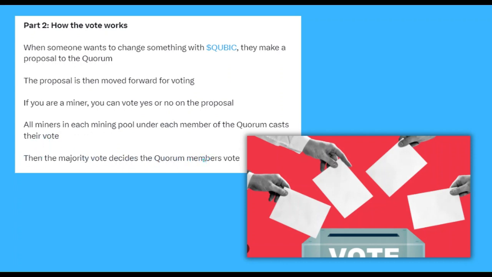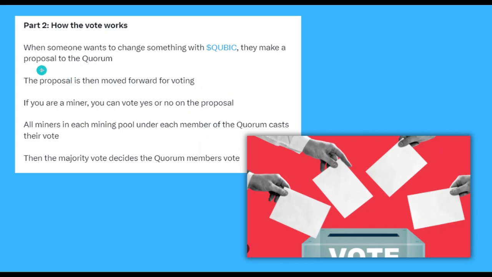So say there's you and two other people in one mining pool, so there's only three of you in a mining pool. Two of you vote yes, one of you votes no, then that quorum is going to vote yes. That's going to be the quorum member's vote. So it'd be one out of 676.